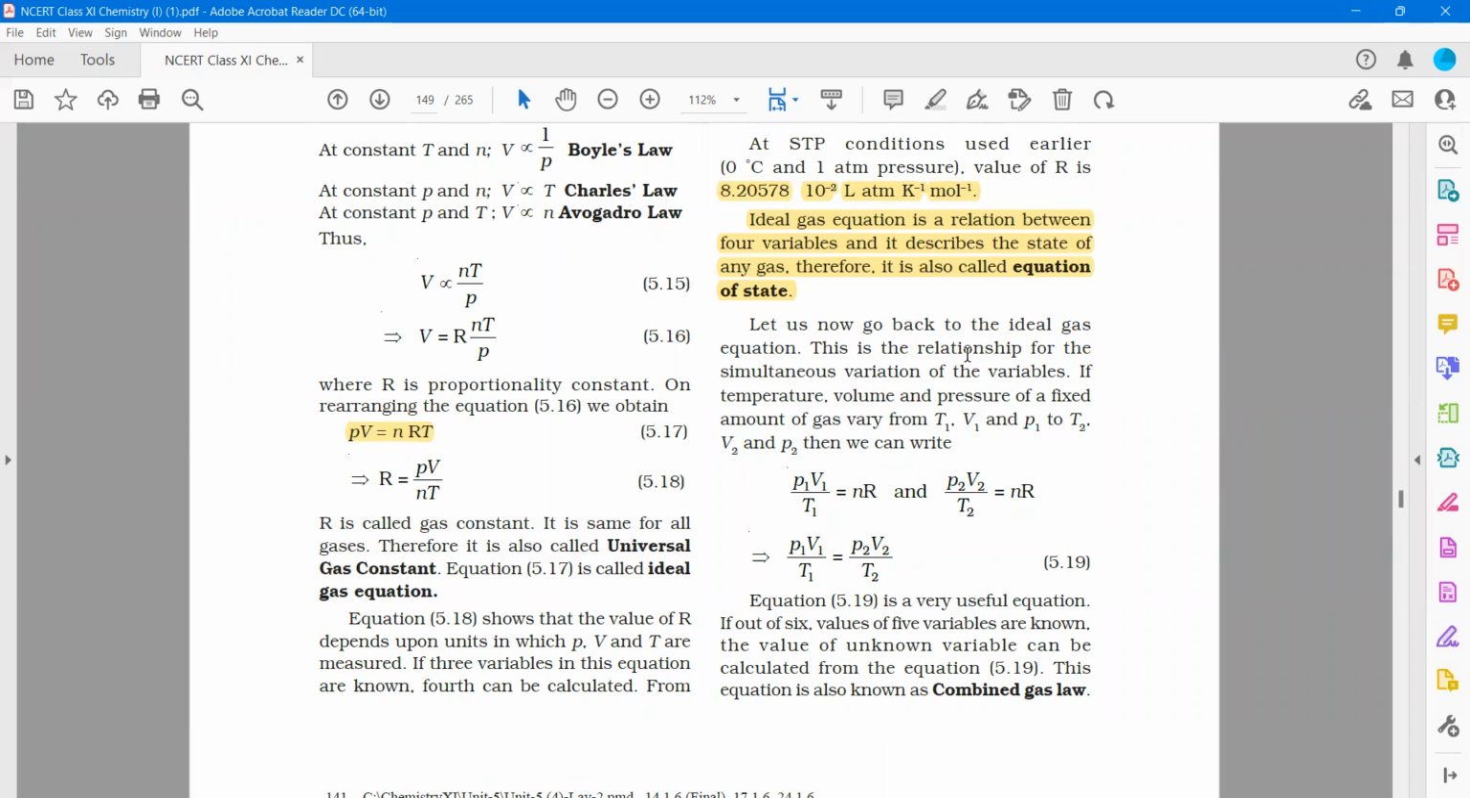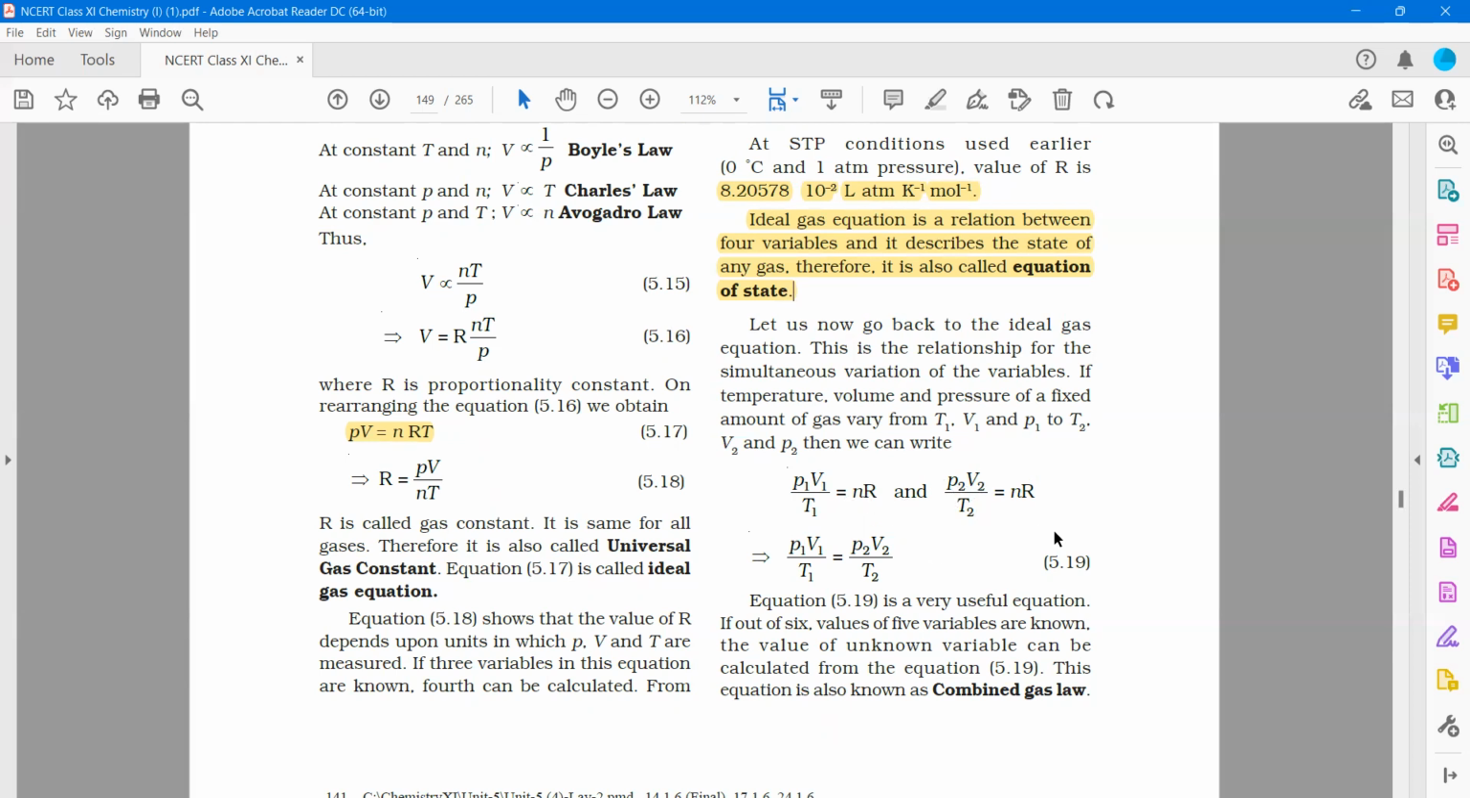Okay, let us now go back to the ideal gas equation. This is the relationship for the simultaneous variation of the variables. If temperature, volume, and pressure of a fixed amount of gas vary from T1, V1, and P1 to T2, V2, and P2, then we can write it like this, right? This is one ideal gas equation at T1, V1, and P1. This is another ideal gas equation at T2, V2, and P2.